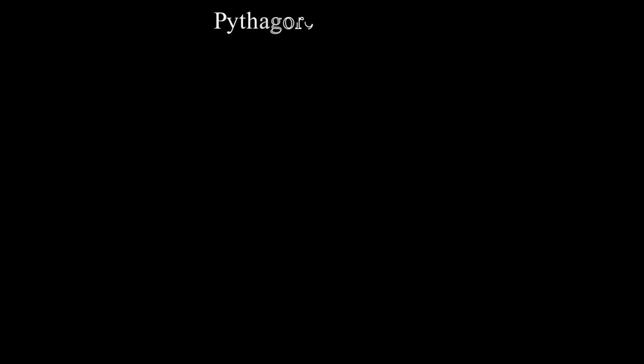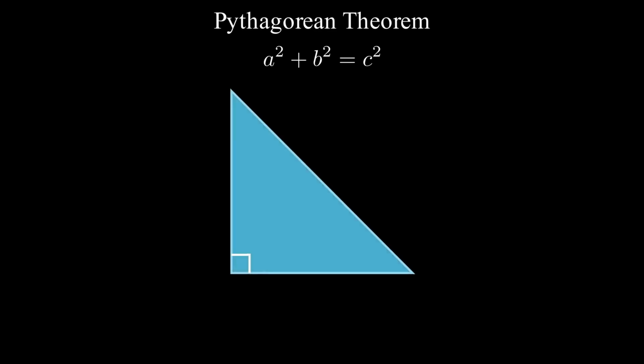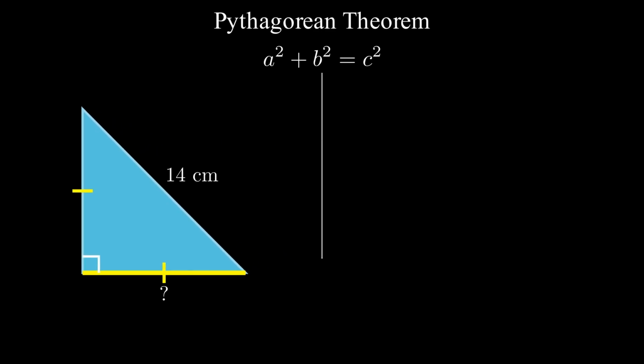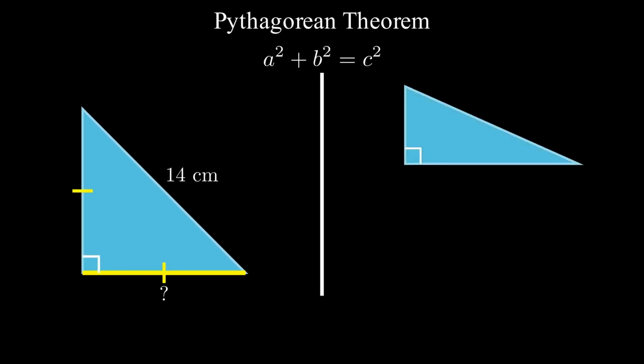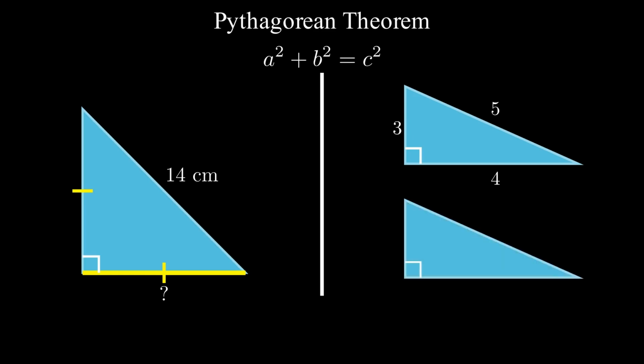Before you go, let's test your understanding of the Pythagorean theorem. If a right-angled triangle has a hypotenuse of 14 centimeters and the 2 legs of the triangle are equal in length, what is the length of this side? Here's a second question. If the set of numbers 3, 4, and 5 is a Pythagorean triple, is the set of numbers 6, 8, and 10 also a Pythagorean triple?